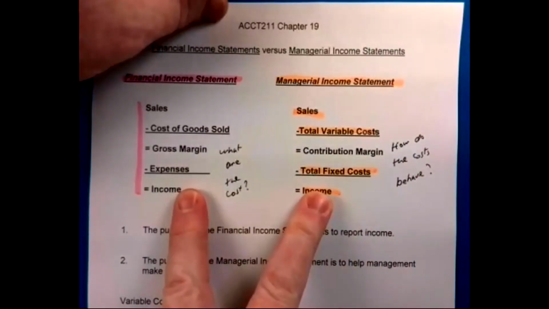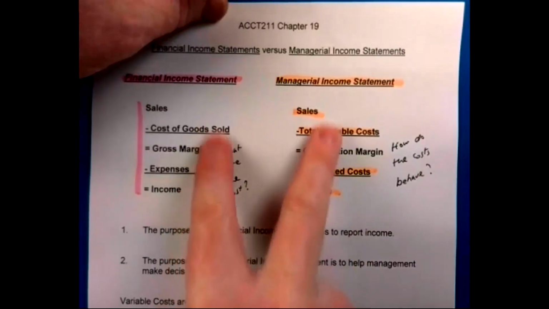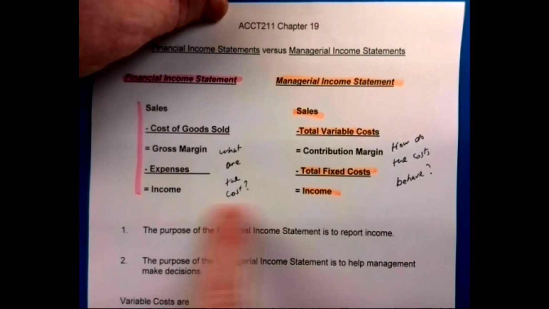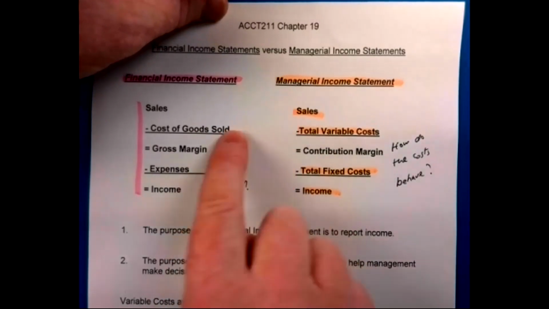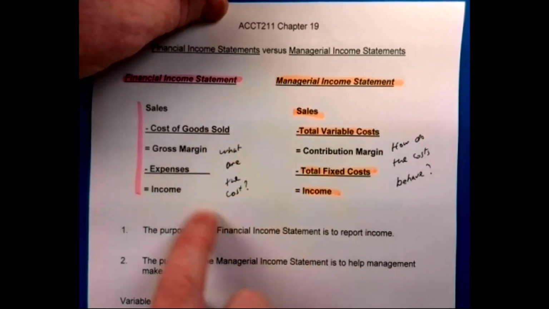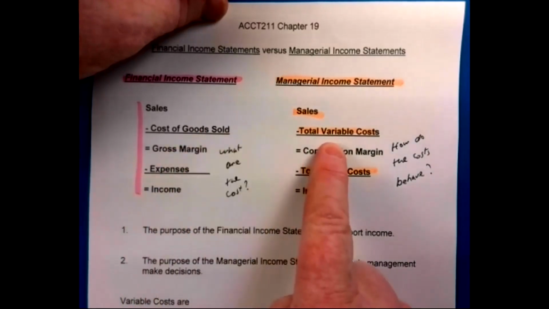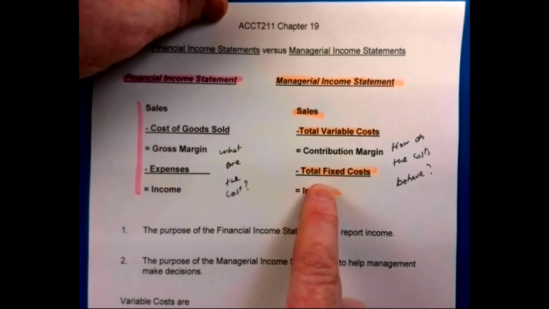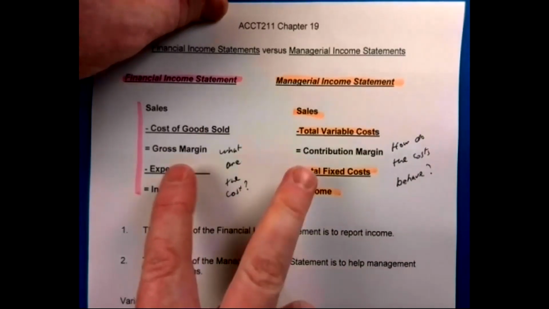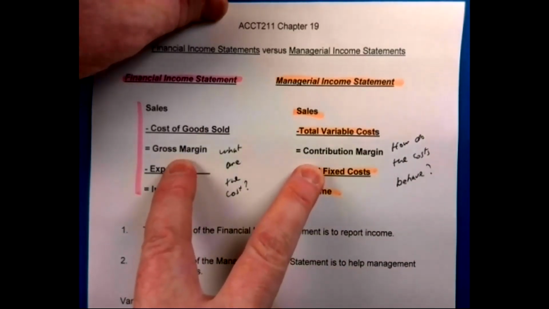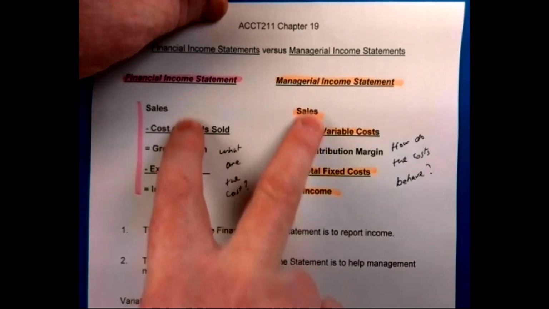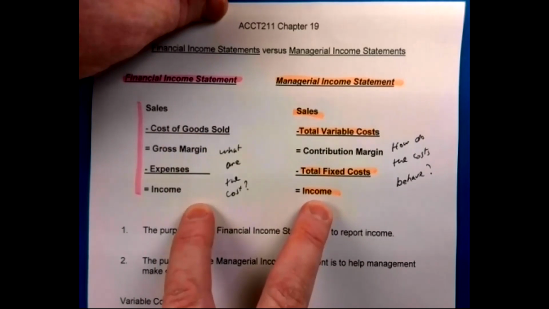So these are the new kind of accounts we're going to have. Now these two are both income statements, but they're not the same, and a lot of times they won't even come from the same income information. We have variable costs instead of cost of goods sold, and we have fixed costs instead of expenses. And notice that the gross margin is now called the contribution margin. So these are two completely different financial statements.